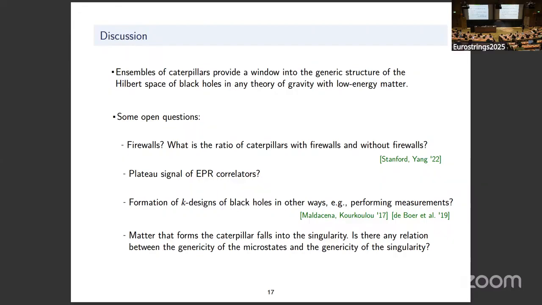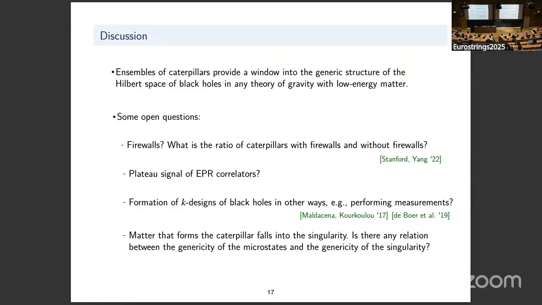Okay. There's also the issue of reproducing signals explicitly, like the left-right correlation function for some operator. It's non-trivial whether the caterpillar saddle point is the dominant saddle point in that case, so it would be nice to get this kind of analysis done. Another interesting problem is whether we can form k-designs of black holes in other ways than just adding matter in the black hole interior.